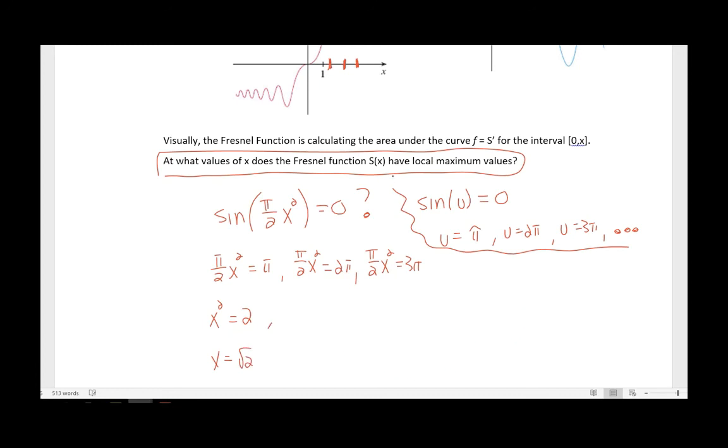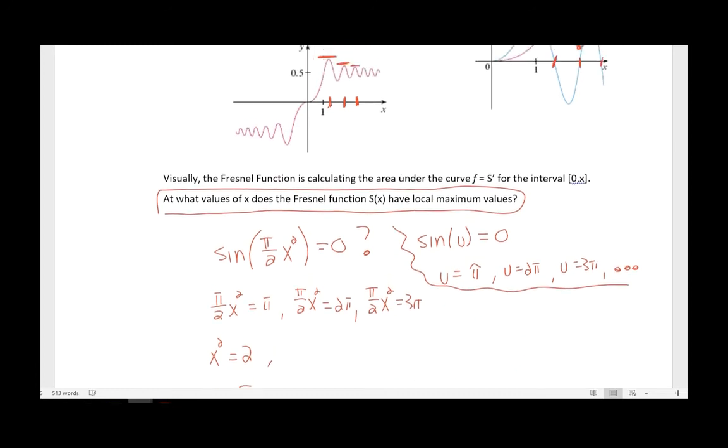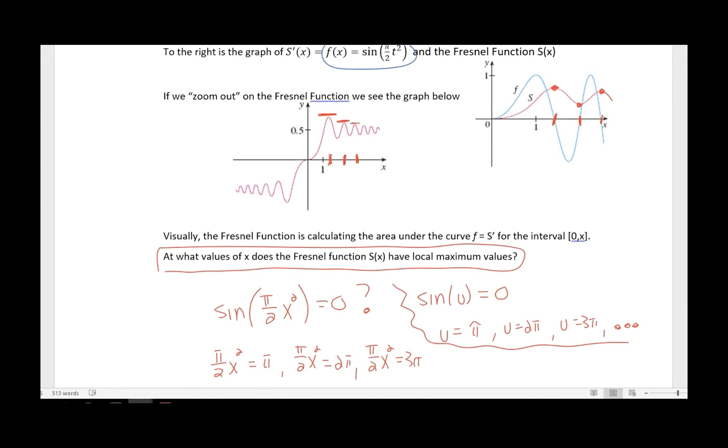Now you can't see, I scrolled away here. Let me scroll back up. But right here, there's my first maximum value, square root of 2.